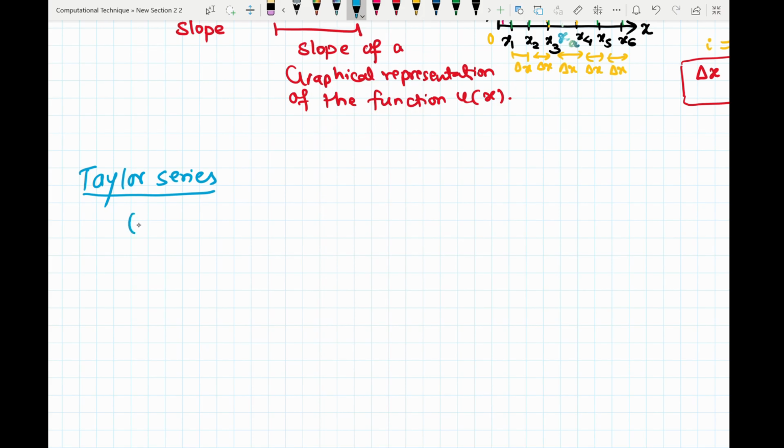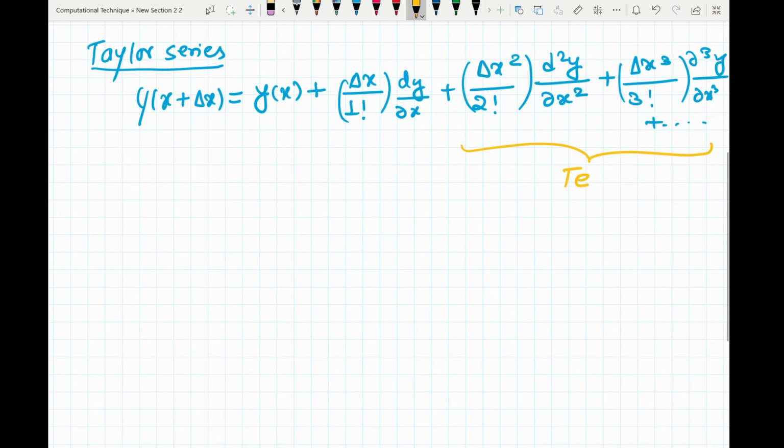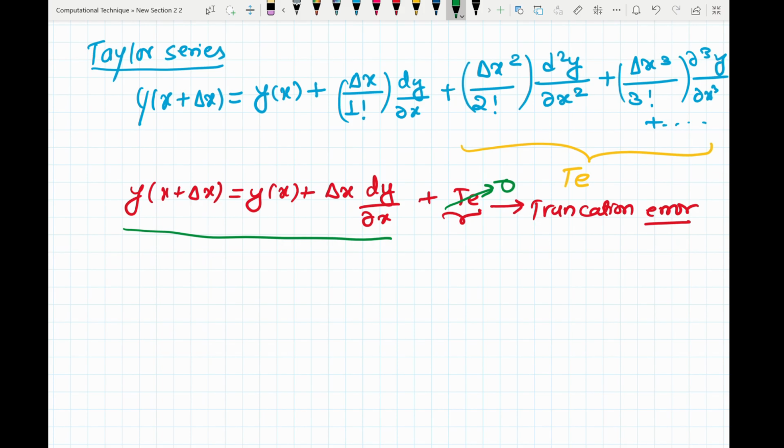Generally, what is done here is we use the Taylor series to approximate partial differential equations with finite difference equations. For example, the Taylor series of y at x plus delta x will be given by this, if we assume the higher orders are represented by a term te. Our Taylor series will be this. Now the term te is known as the truncation error. We can assume the higher orders have a negligible effect in this solution, therefore te will be 0.